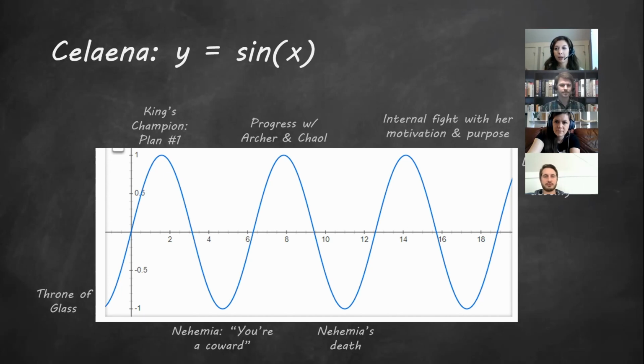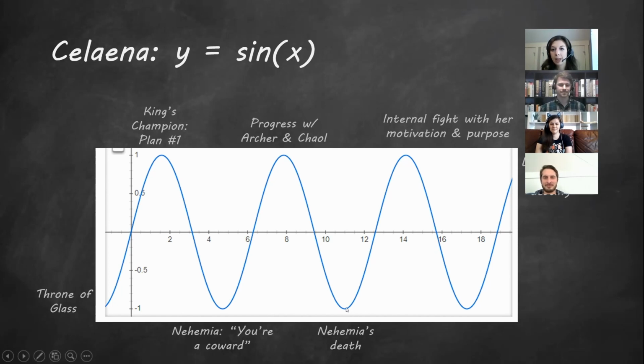So the King's Champion, plan number 1, is one of her first peaks. In my mind, that is when she is kind of in her groove. She's assassinating people, but actually she's just helping them escape, so she's in a bit of a high there. Then one of her first lows is her and Nehemia's first fight, and the way it ends is Nehemia calls her a coward. And then a peak is the progress she has with Kale. They kind of start a relationship. And she's starting to progress with Archer and the rebel group as well, and she thinks she's figuring out what they're about.